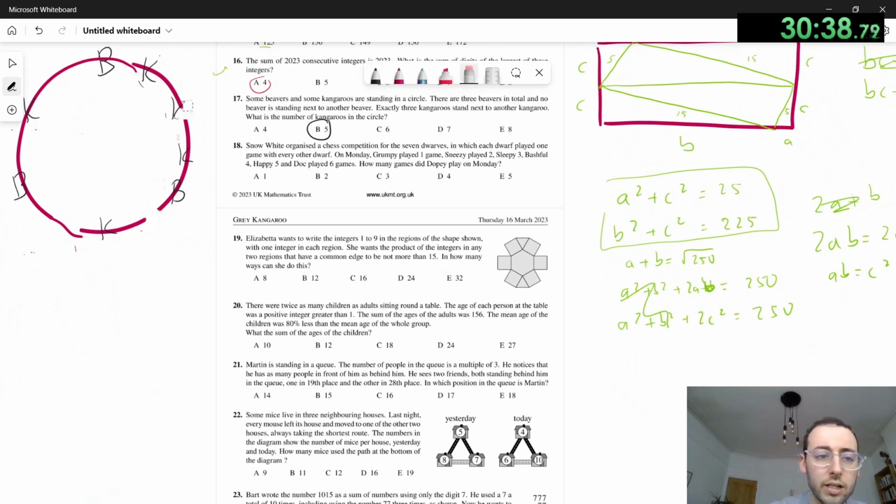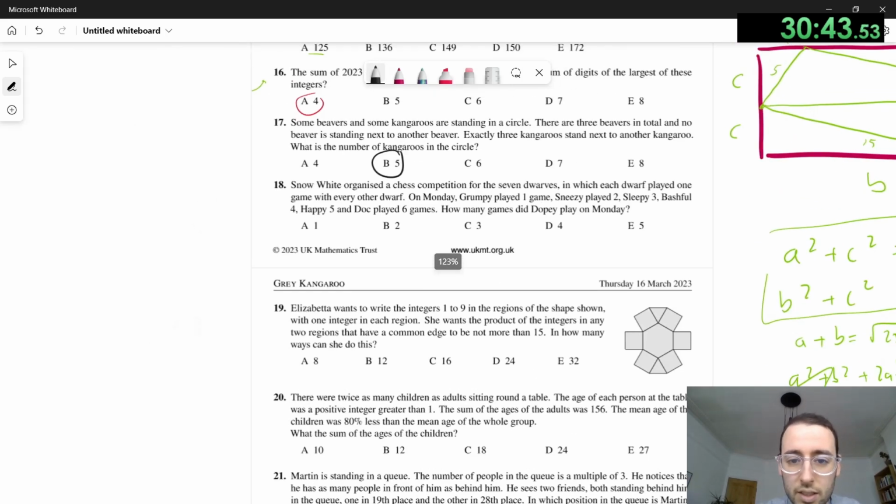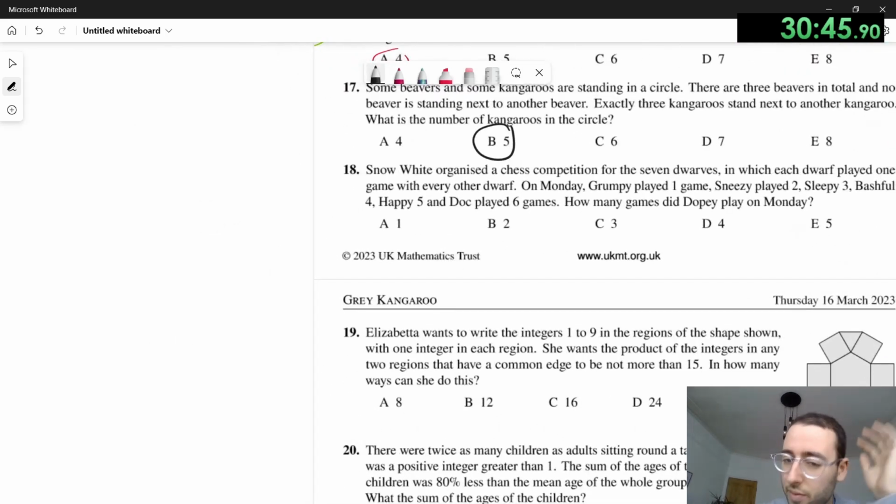Snow White organised a competition. Oh, I've only got half an hour left. Each dwarf played 1 game with another dwarf.